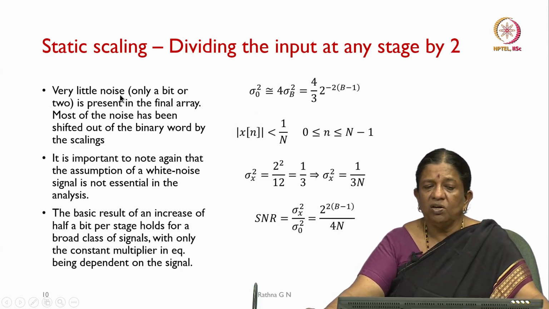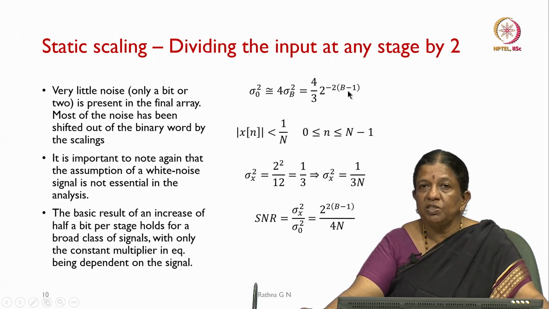What happens? Very little noise, only a bit or two, is present in the final array, and most of the noise has been shifted out of the binary word by the scalings. You will see that sigma naught squared is approximately equivalent to 4 times sigma b squared, as we just saw because of the 4 butterfly, which is nothing but 4 by 3 into 2 to the power of minus 2 into b minus 1, and we are assuming the magnitude or norm of x of n is less than 1 by n in this range. Then what happens to our input noise power?